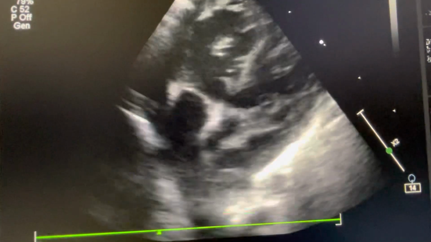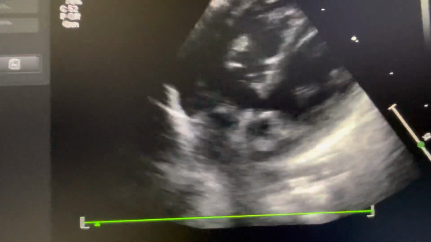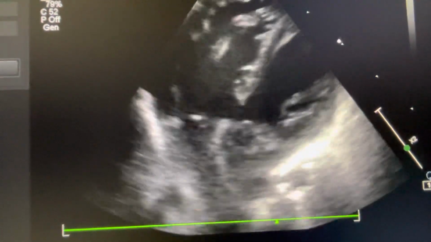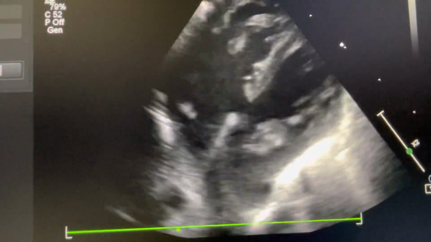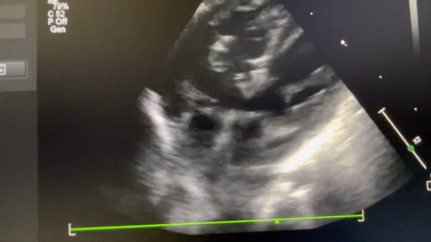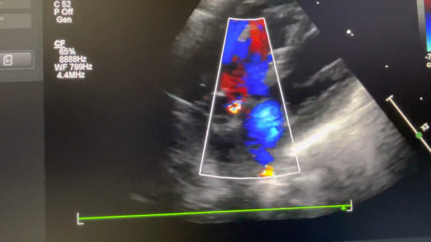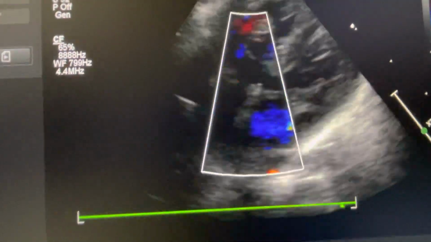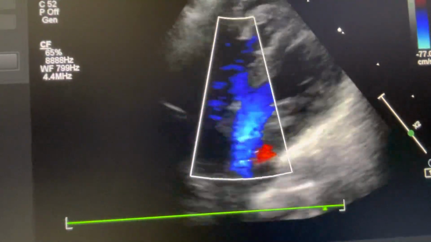Again, the 2D image you can easily see is right ventricle to aorta and left ventricle to pulmonary artery, and there is VSD also. VSD is mainly subpulmonary in location. Flow through VSD from right ventricle into left ventricle and then pulmonary artery.